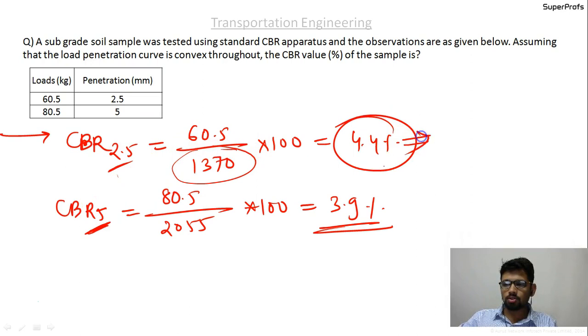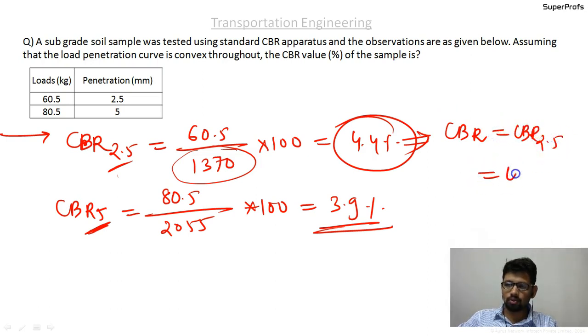So here the CBR of sample is equal to CBR 2.5, which is 4.4 percentage. And in competitive exams, CBR of soil is the higher value of CBR 2.5 and CBR 5, because the question is framed in such a way.